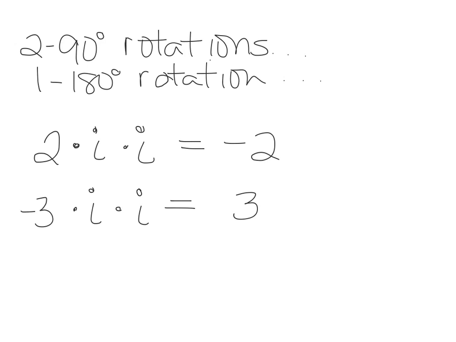So since two rotations by 90 degrees is the same as a single rotation by 180 degrees, two rotations by 90 is equivalent to multiplying by i twice. Therefore, we are learning that i squared is equal to negative 1. Okay, that would be a very important thing to remember, correct?